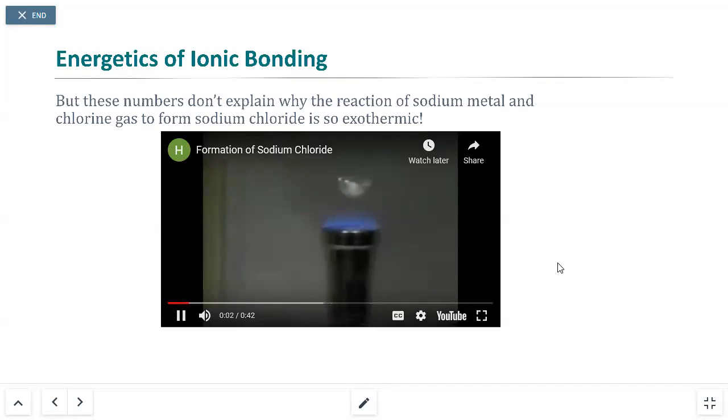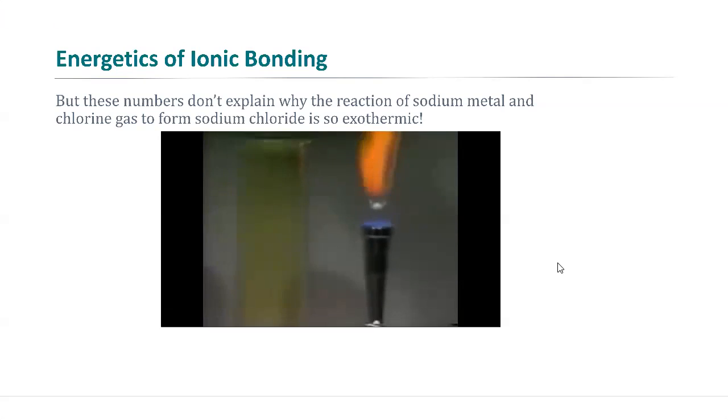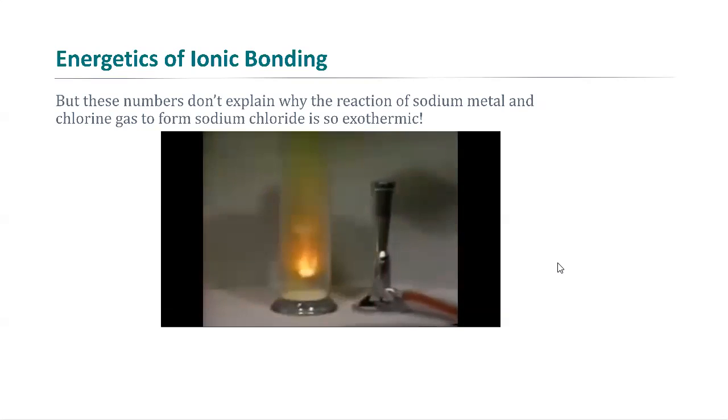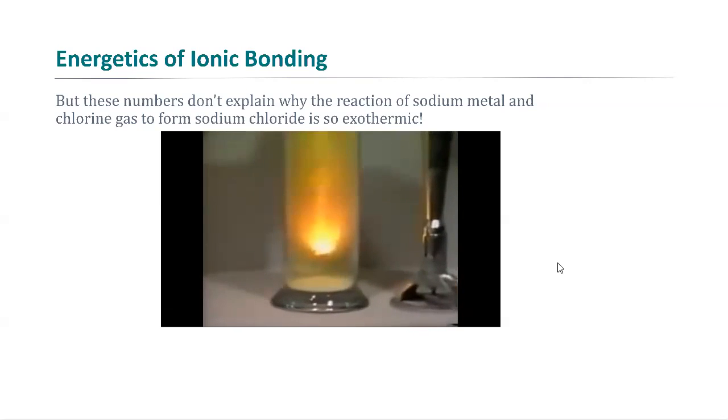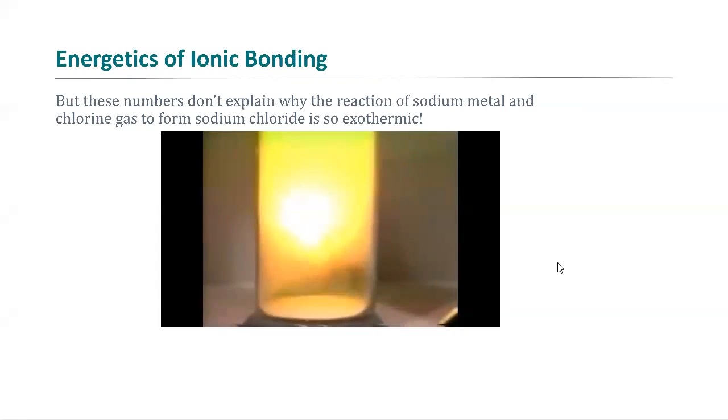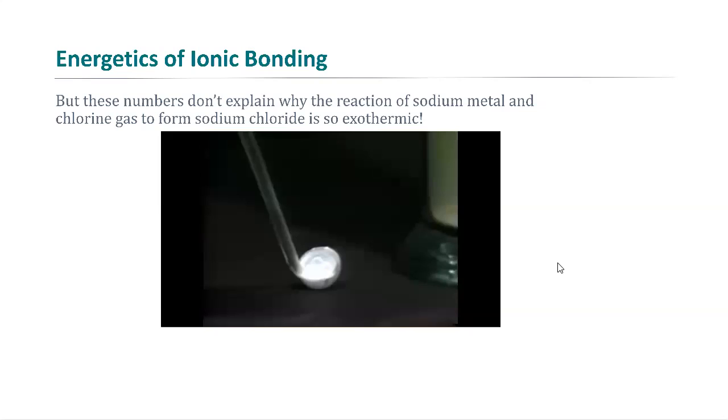Sodium metal is heated until it melts and just begins to burn. Then it is immersed into the yellow-green chlorine gas. The sodium begins to burn in chlorine with an intense yellow flame. It produces a white smoke of sodium chloride. We are observing the exothermic reaction of sodium metal with chlorine gas, producing the white solid sodium chloride. Afterwards, the glass spoon contains only white solid sodium chloride.